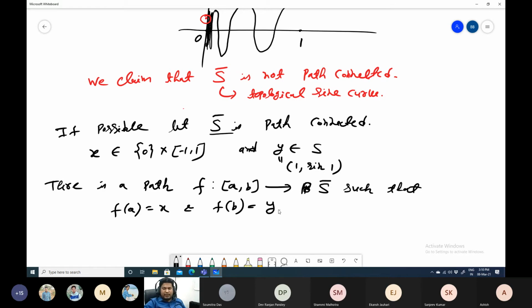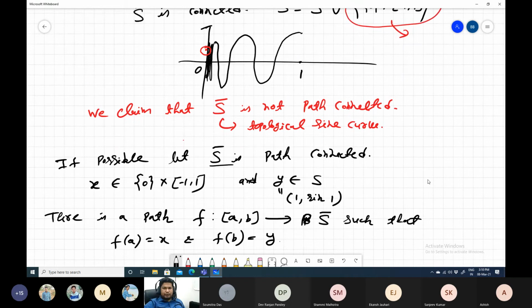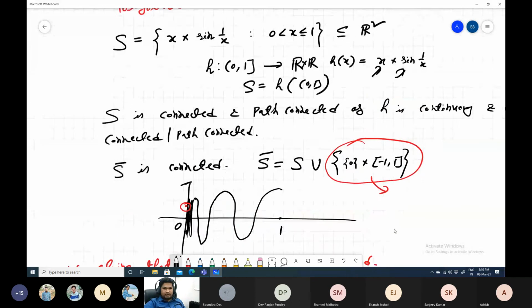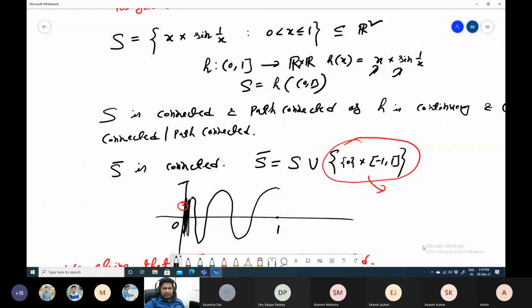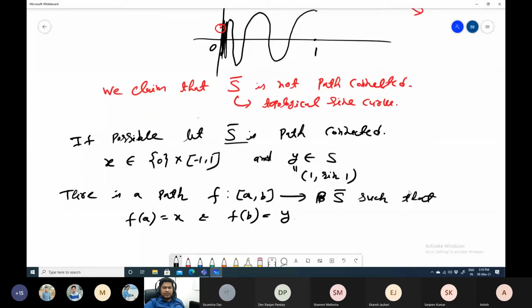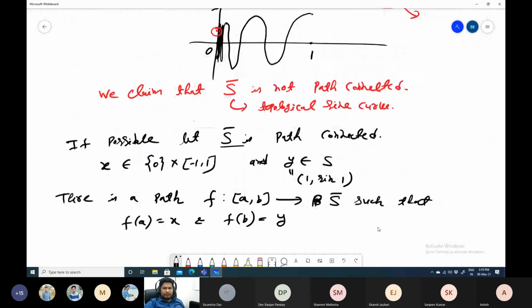Okay, so if you have any doubt, you should ask. If you cannot follow this proof, then we have to repeat, right? So if you have any doubt, you should ask. Otherwise, there is no meaning of doing this.